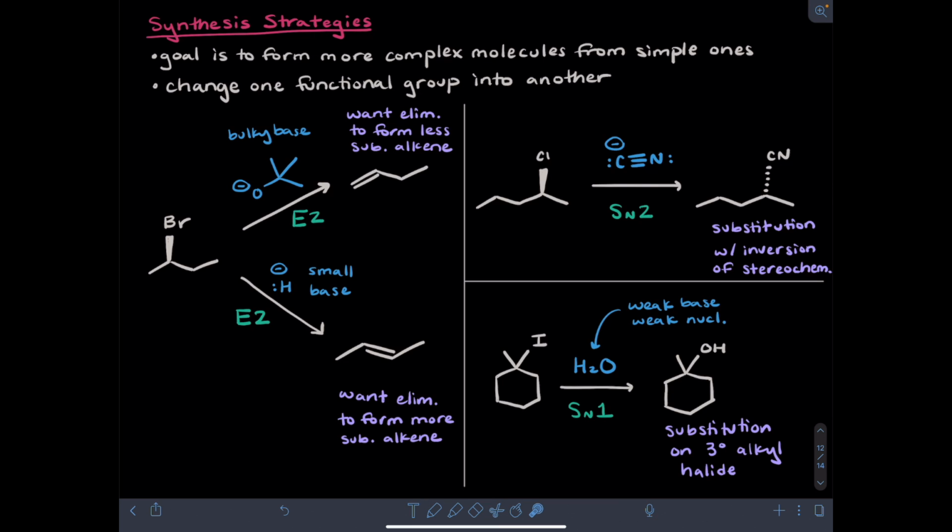In summary, today's video talked about predicting products for substitution and elimination reactions. And to do this, you have to consider the function of your reagent. Is it a strong or weak nucleophile? Is it a strong or weak base? Then you need to consider the substitution of your alkyl halide. And then you need to consider the regiochemistry and stereochemistry of your reactions depending on their mechanisms.